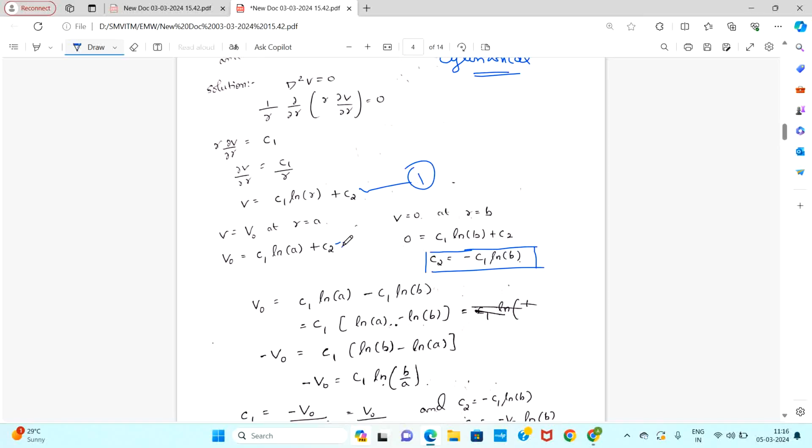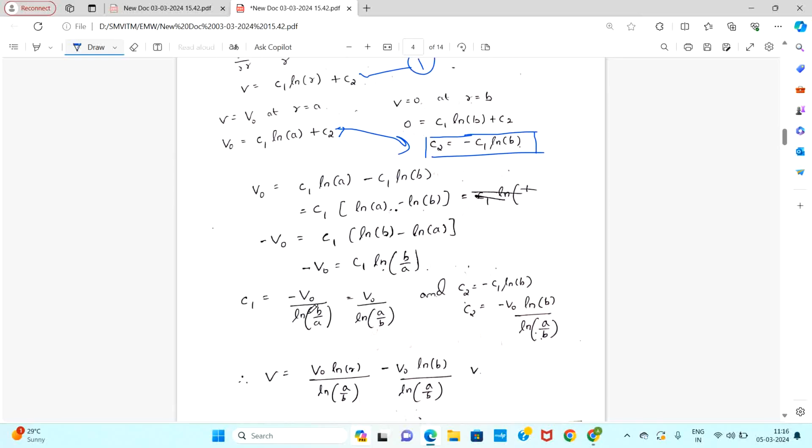In place of C2, I will put this value, so that I will have an equation with only one of the constants. It will be easy for me to calculate it. Okay, so I have this expression. Now C1 can be taken common, and by rearranging the terms, I will get the answer for C1, which is V0 by natural log of A by B. Then I will put this value in the C2 equation to get the C2 answer. Once I get C1 and C2, both of them can be substituted back in the first equation to get the final expression for potential.